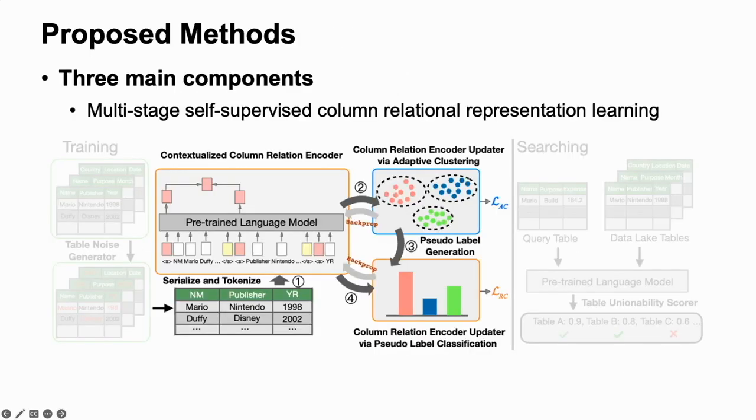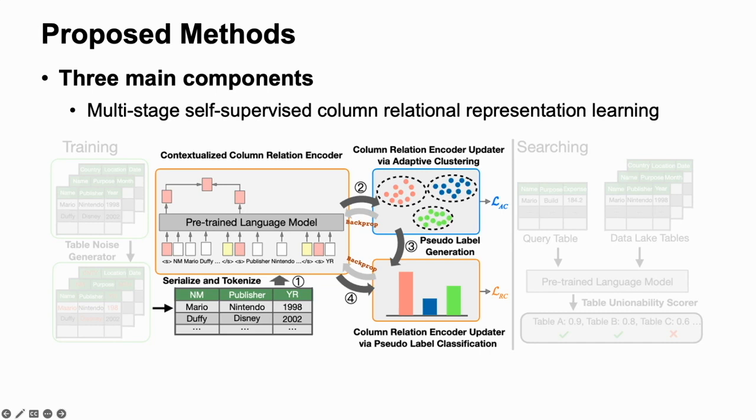The second main component in our proposal is multi-stage self-supervised column relational representation learning. It aims to extract column relation as column relational representation, which is learned from iterating over multiple stages. This main component consists of three subcomponents, that is a contextualized column relation encoder and two updaters. Specifically, the encoder serializes and tokenizes the column relations as the input and leverages BERT to generate contextualized column relations or column pair embeddings.